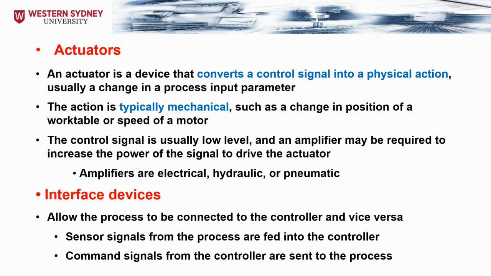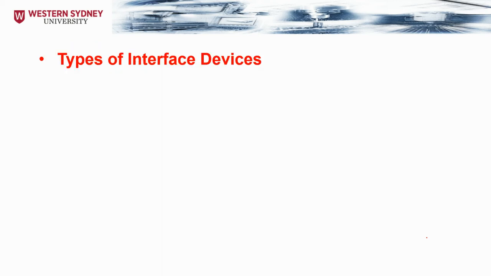Between the actuators, the sensors, and later the control system, we need to have the interface devices. The interface devices allow the process to be connected to the controller and vice versa. The sensor signals from the process are going to be fed into the controller, and the command signals from the controller are going to be sent to the process. Now, what are the types of the interface devices? Now, just remember that the reading from the sensor are going to be either digital or analog.